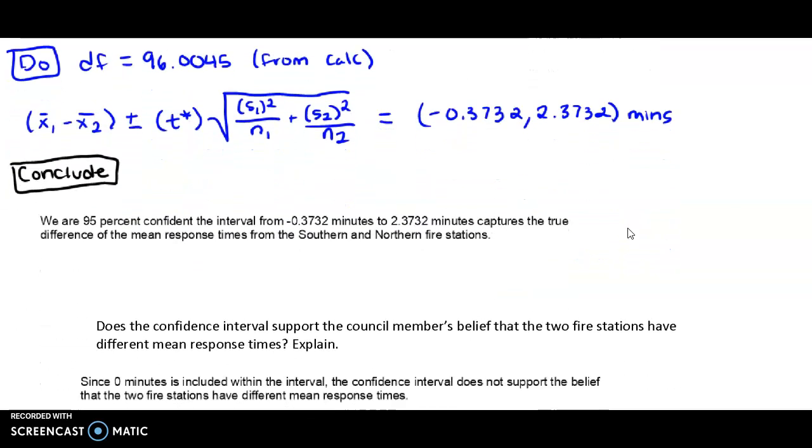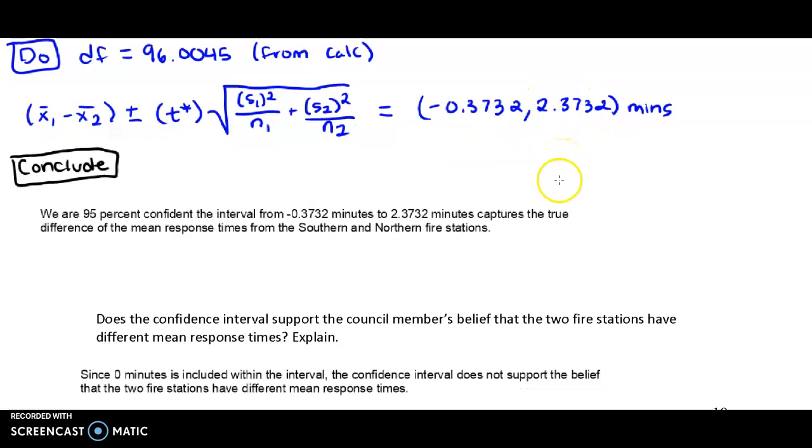But here's the important part, the follow-up. Does the confidence interval support the belief that the 2 fire stations have different mean response times? Well, since 0 minutes is included within the interval, the confidence interval does not support the belief that they have different mean response times. The reason being, if 0 is in this interval, the only way 0 can be in this interval is if there is no difference. Thus, since I have some negative, some positive, this could be up to variation. I have evidence that there really is not a difference most of the time.